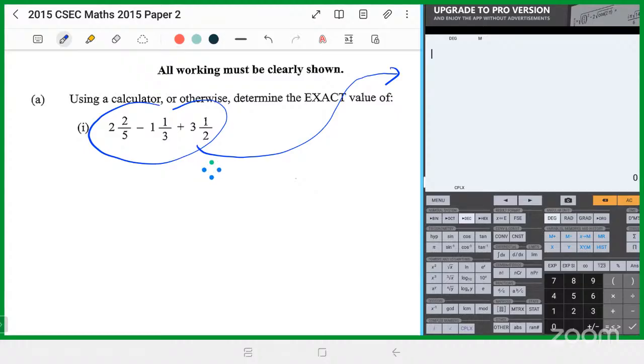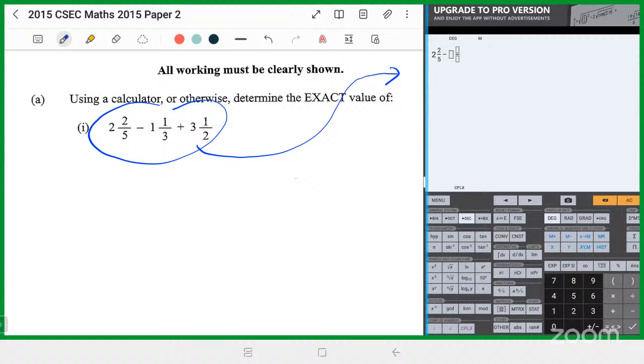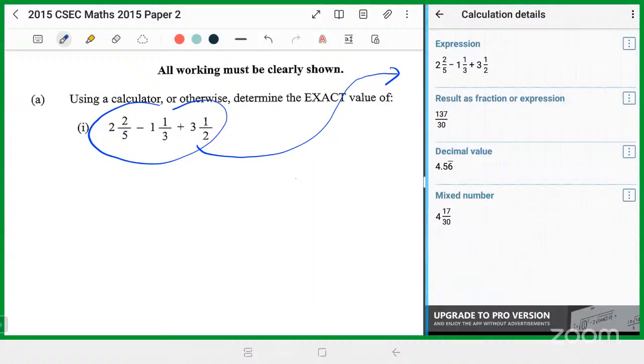Starting out with a mixed number, and that mixed number is 2 and 2/5 if you look at the calculator. Then we are subtracting another mixed number, 1 and a third. And then we're adding 3.5. And that is 4.56. But this is give an exact answer, so your calculator should be able to give you the answer in this form.